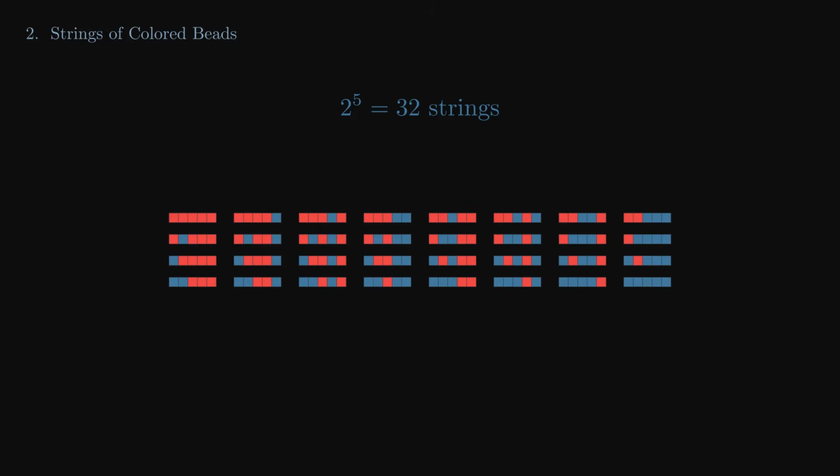Now notice where those numbers came from. 5 was the length of the strip. 2 was the number of colors. So the count, 32, is exactly 2 raised to the 5th power. If we had used 3 colors instead and a strip of length 7, the count would be 3 to the 7th, which is that same 2187 from a minute ago.